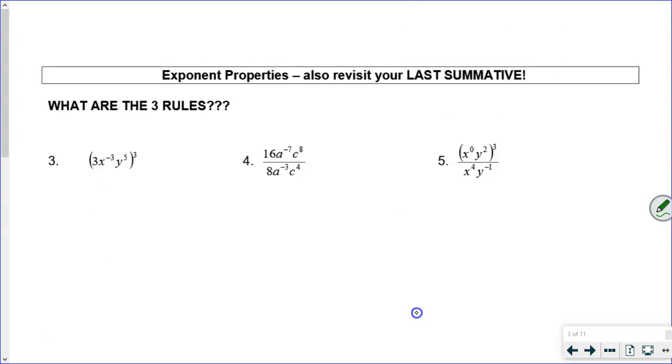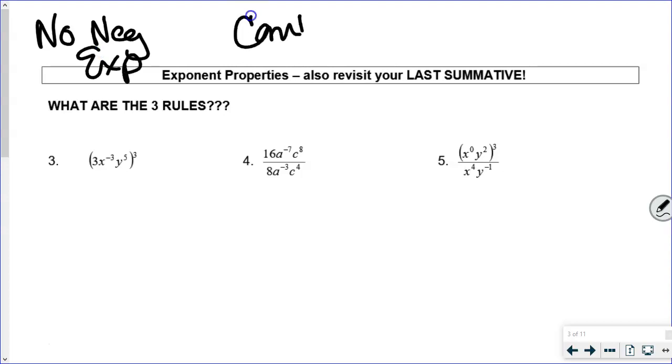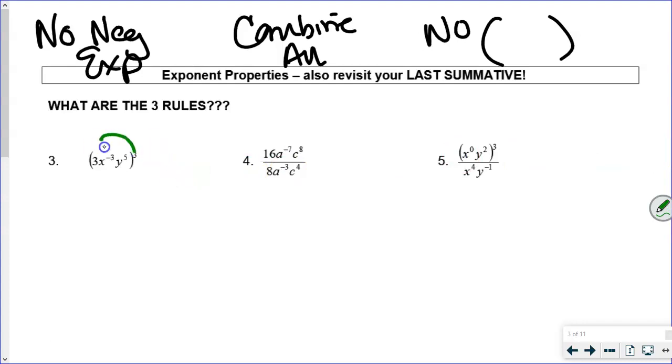All right. Oh, what are my three rules for exponents? Who's helping me with this, Meyer? Joey, three rules. What you got? No negative exponents. Combine all things. Yep. There we go. And no parentheses. All right, cool. So, Joey, let's look at number 3. What would you like to do first? You want to distribute the 3 and then to whom? To the 3, the x, and 1.